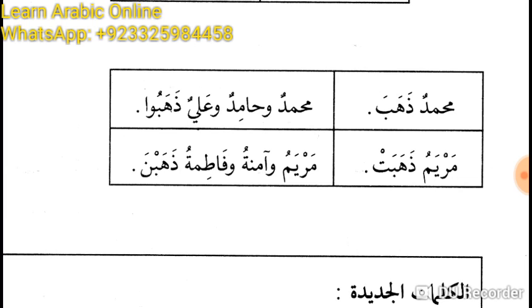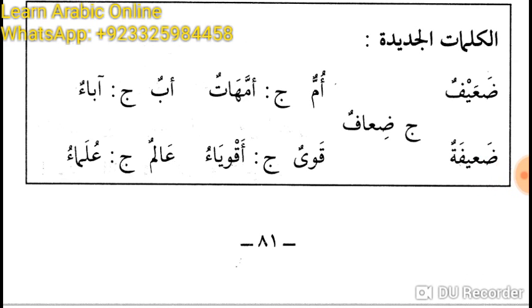محمود ذهب. محمود وحميد ذهبوا. مريم ذهبت. مريم وآمنة وفاطمة ذهبن. So this is the difference between male and female.